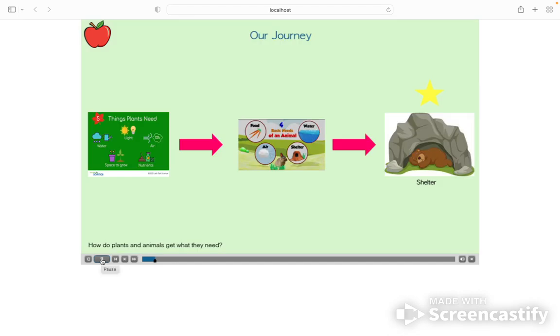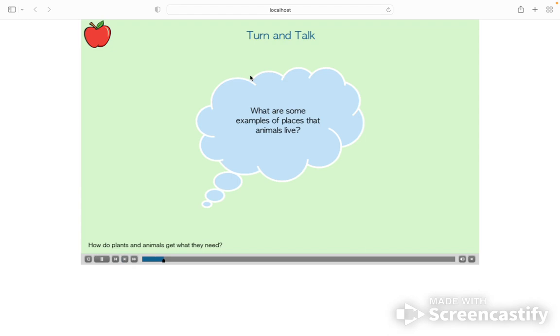I would preface to my students that this is our journey thus far. We talked about plants and the things that they need. We talked about animals and the things that they need. And now we're moving to shelter. So we would turn and talk. What are some examples of places that animals live? I imagine this would be whole group, or if I did a small group lesson.